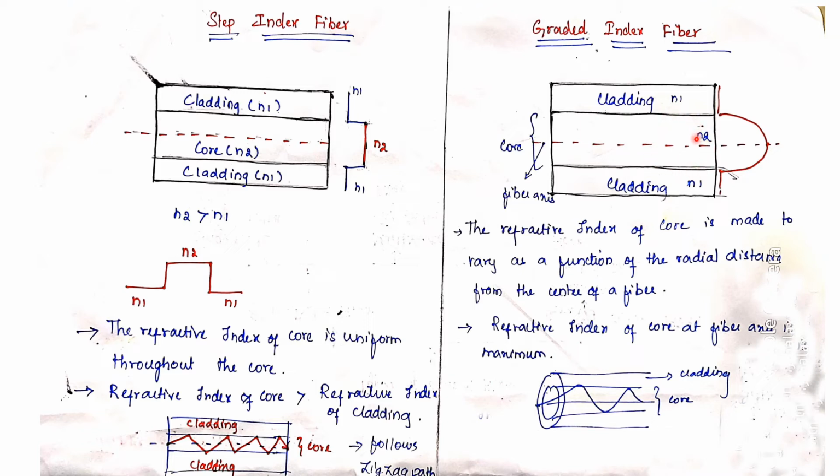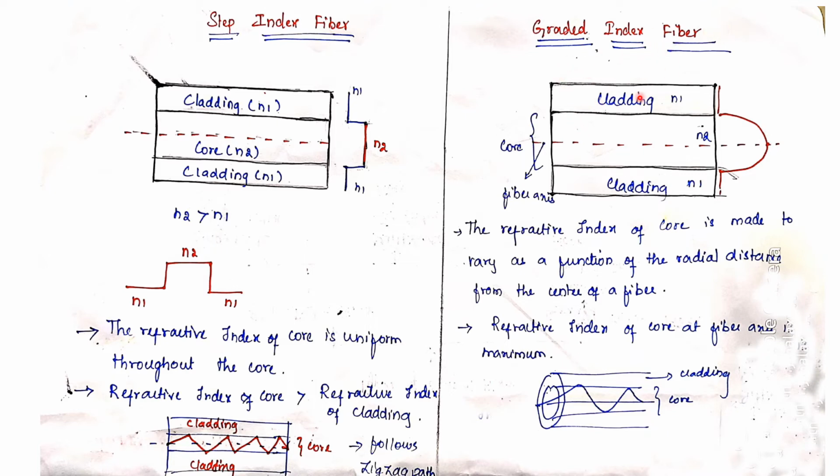For example, at the fiber axis, the refractive index value is 1.5, and gradually it moves to 1.4 and 1.3 and so on. That means the refractive index value is gradually decreasing from the fiber axis, right? According to the radial distance, it is gradually decreasing. That means the refractive index value is grading. That's why we call it graded index fiber.